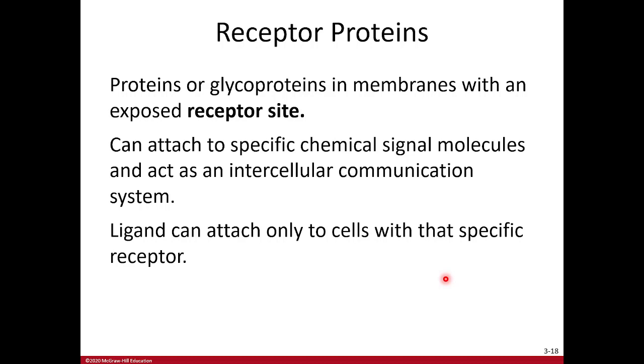Receptor proteins are proteins like glycoproteins or just proteins without the carbohydrates. And these are located in membranes that have an exposed receptor site. So these can attach specific molecules, and then they can help the cell to detect something that is going on in the environment. And these molecules that attach to these receptor proteins are known as ligands, and these ligands are specific for these receptors.